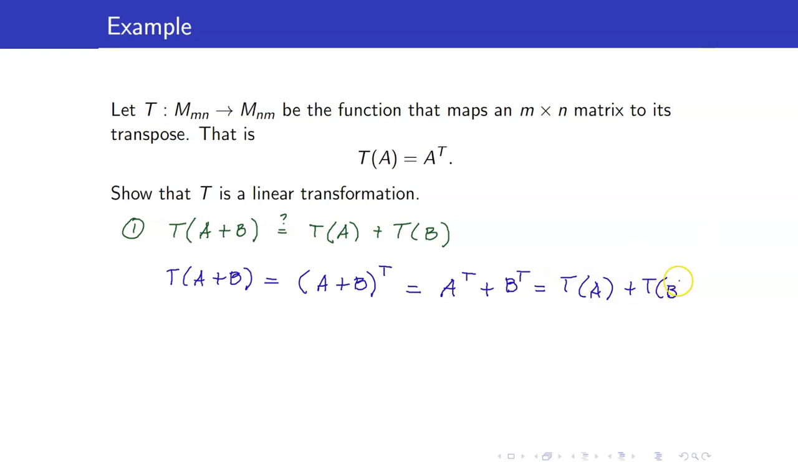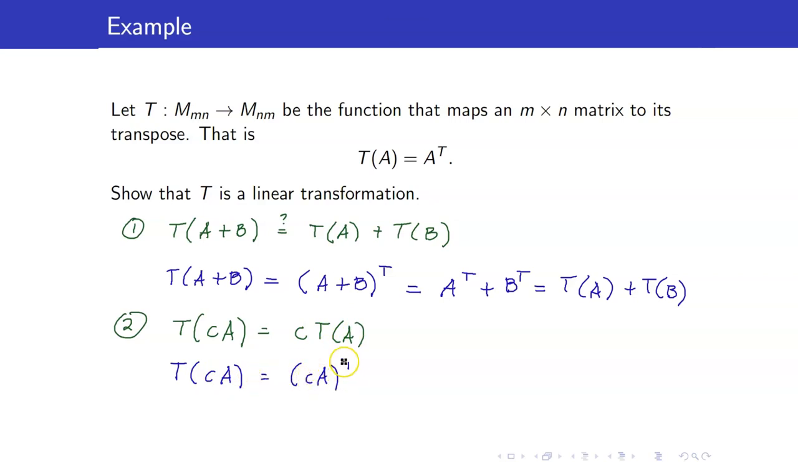plus T of B. Next, T of cA, is that the same as c times T of A? T of cA is equal to the transpose of the input cA. But from our properties of transpose, we can simply pull out the scalar c and multiply it with the transpose of A. So this is your c times T of A. Remember that the first property of a linear transformation is that it should be distributive over addition. And then we can pull out a constant if it is just multiplied to an input.